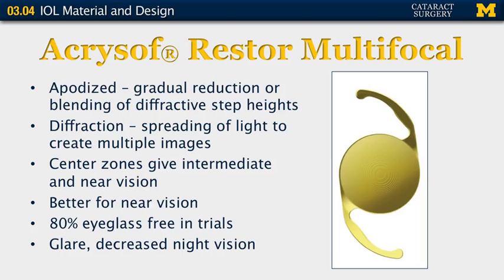So diffraction refers to the spreading of light to create multiple images. And then the retina and the brain help to sort out which image the patient is paying attention to through that lens. The center zone tends to give patients more of the intermediate and near range of vision, whereas the more peripheral rings are providing the more distant portion of the vision. These lenses tend to be relatively good at near, but less good out at arm's length distance, such as the computer range. 80% of patients reported being eyeglass-free in trials most of the time for most of their activities.